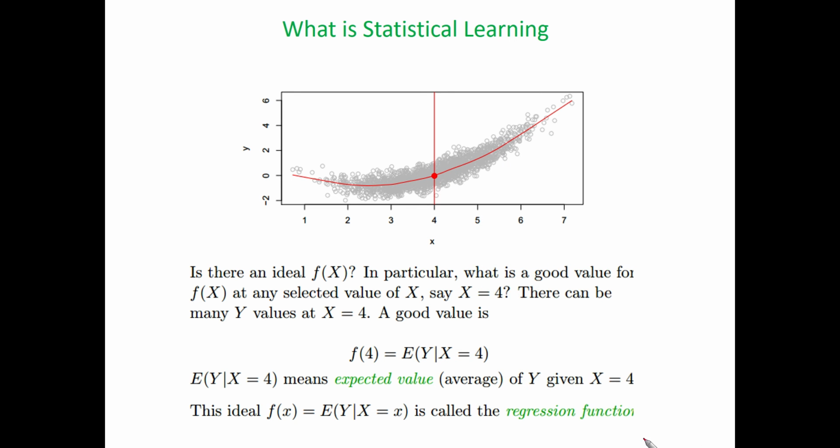Now ultimately, if you consider it this way, at each x, let's say x at 4 and 5 and at every possible point, then you come up with this red line. Okay. So this red line is called the regression function. Regression function, or regression line.